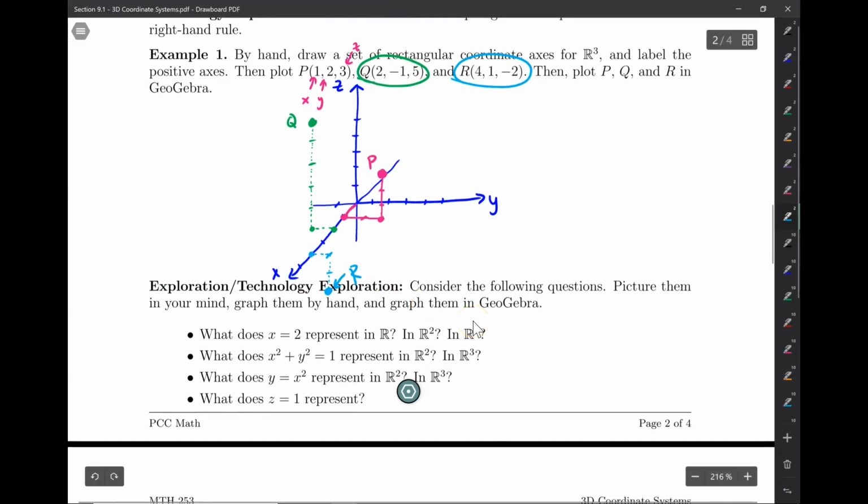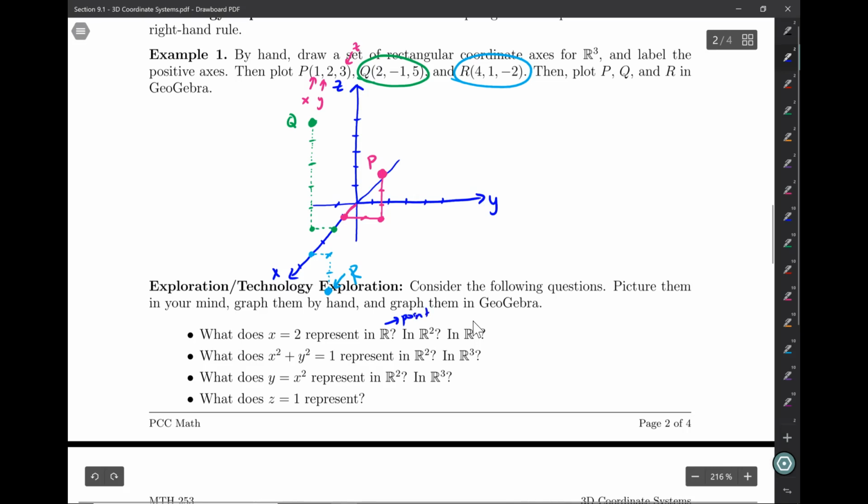And now let's start exploring things that go beyond just points. Points are interesting, but let's take it to some equations. So let's imagine that we had x equals 2, pretty straightforward, and let's think about what that represents in R, that is the one-dimensional R, in R2, 2 space, and R3, 3 space. So let's start with 1 space. In 1 space, this is simply a point.